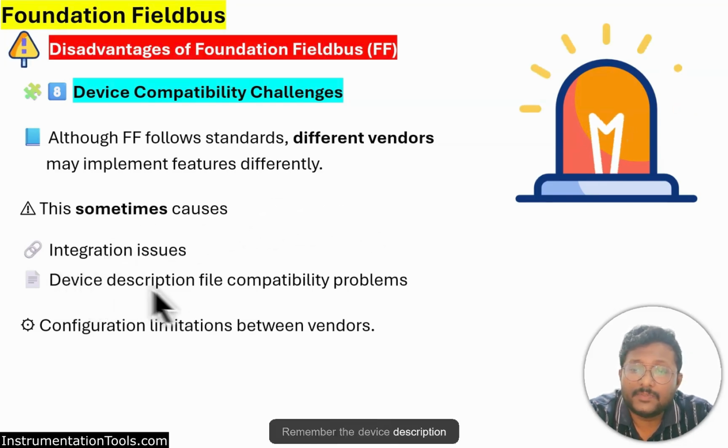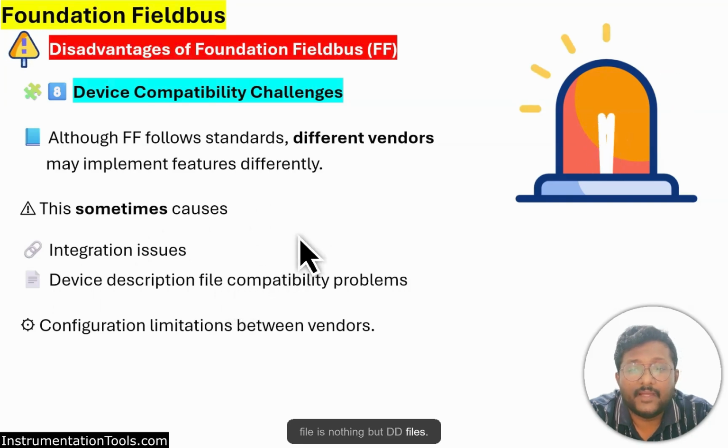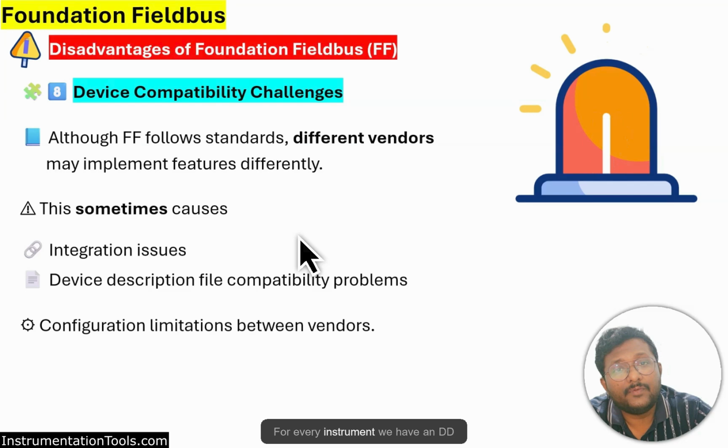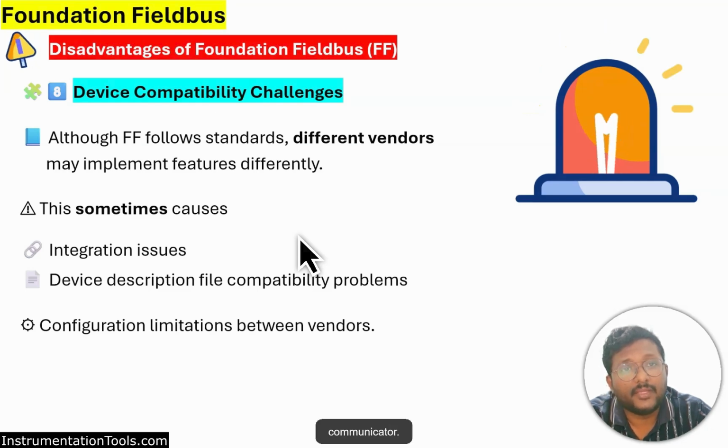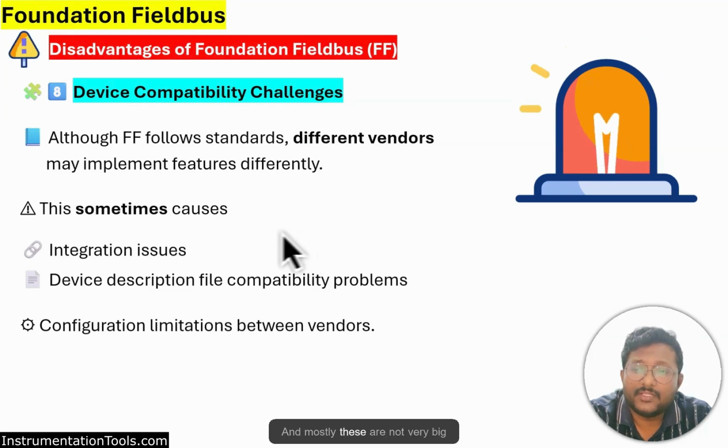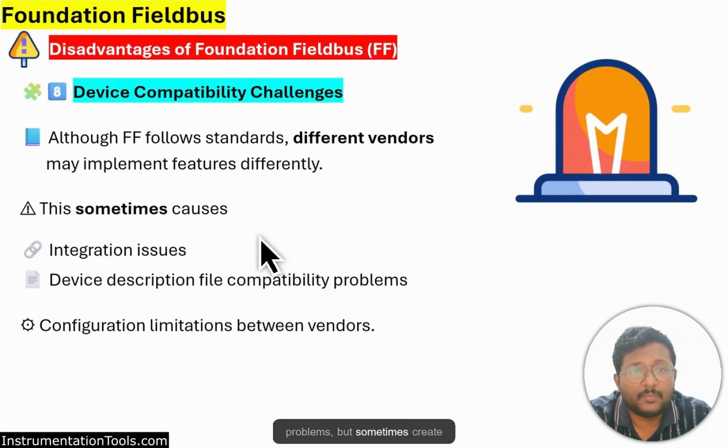Remember, the device description file is nothing but DD files. For every instrument, we have one DD file, which we have to install in your PRM, Plant Resource Manager, or in your HART communicator. And mostly these are not very big problems, but sometimes they create problems.